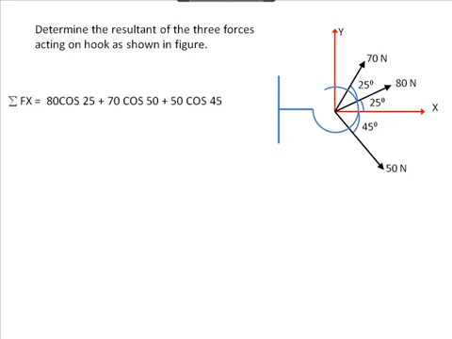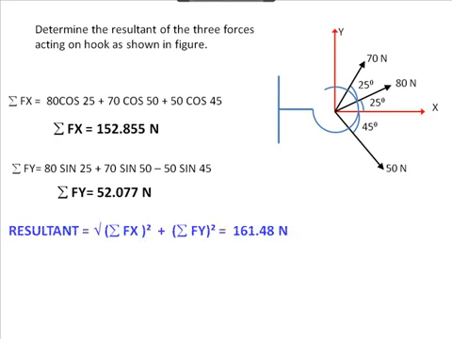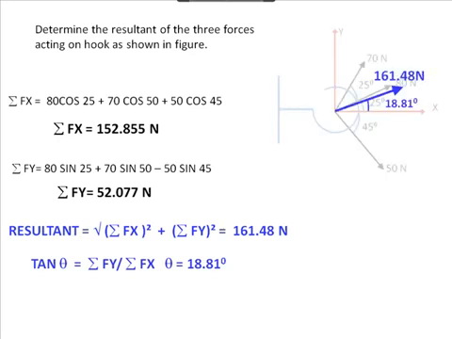They come to 80 cos 25, 70 cos 50 and 50 cos 45. Add them up. Then do the same thing for y. Sigma fy: 80 sin 25, 80 sin 50 and minus 50 sin 45. Find sigma fx, sigma fy, square them, add them, take under root, find the angle, and like before, show it on the figure. Answer is 161.48 Newton at 18.81 degree with x-axis in the first quadrant, and the reason for it being in first quadrant is sigma fx and sigma fy both are positive.